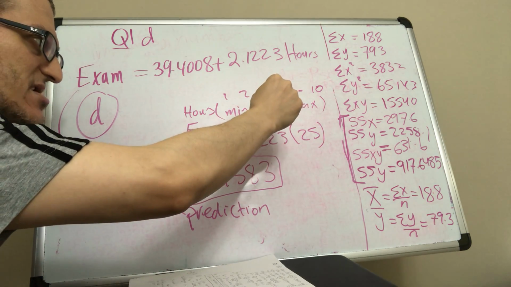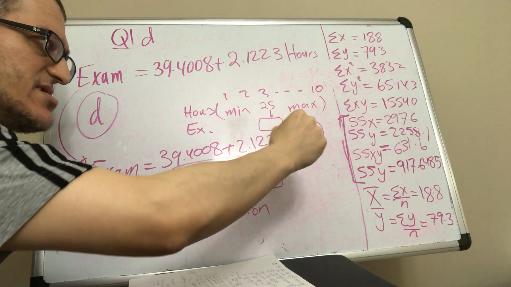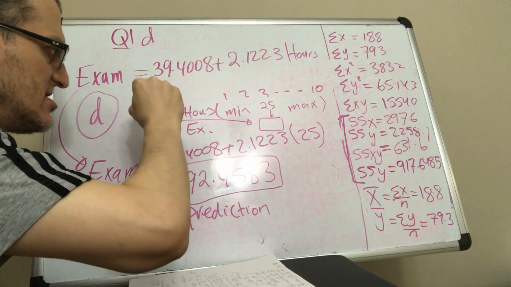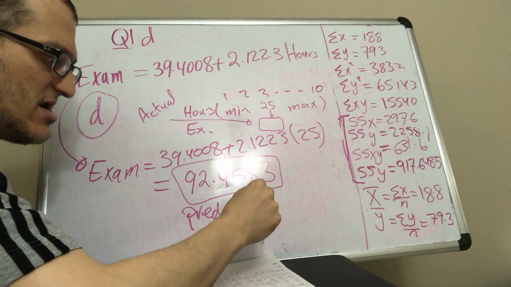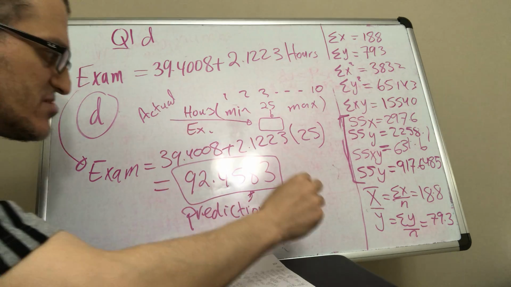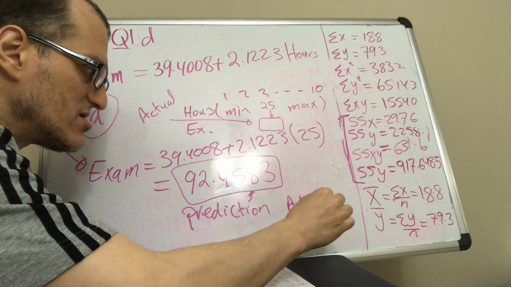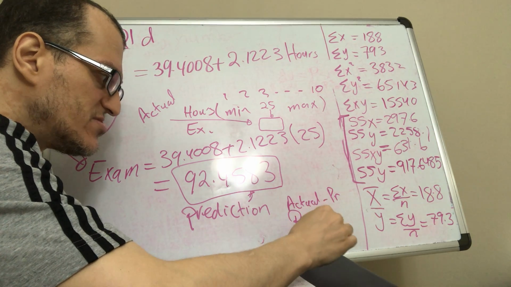The real thing, the actual number, will be the number in the table. So you look at the table, you'll see there is 25, and there is an exam percentage with it. This number here is called actual. This is only a projection when you use the equation. And the difference between them, actual minus predicted, is called residual.